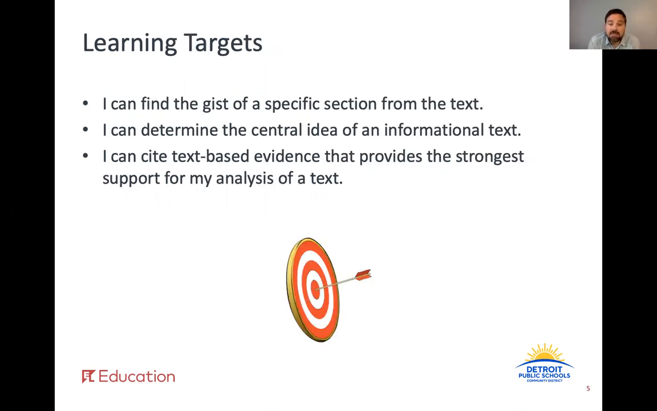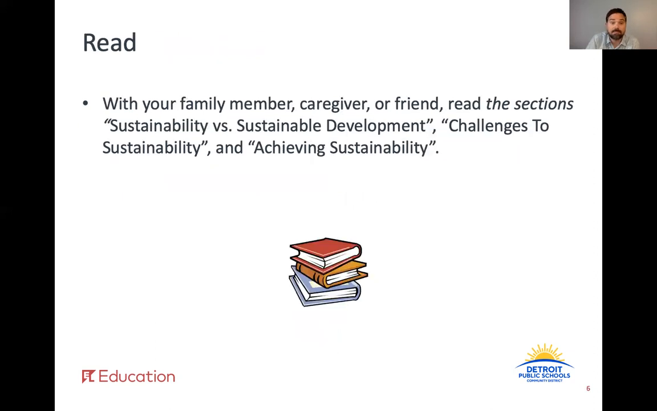We have 3 learning targets for today's work. I can find the gist of a specific section from the text, which is common that we've been doing in the past few lessons. But also think about, I can determine the central idea of an informational text, and I can cite text-based evidence that provides the strongest support for my analysis of the text. Now, I know you did find the central idea and cited text-based evidence, but we're going to continue to do that because sometimes we're going to look at it in specific sections as opposed to the entire article. So think about those learning targets as we explore the second half of these sections.